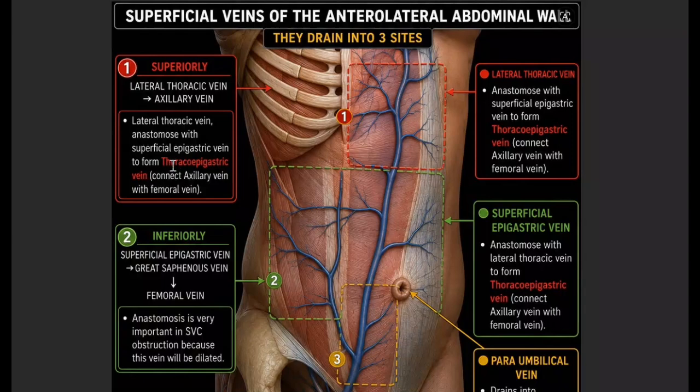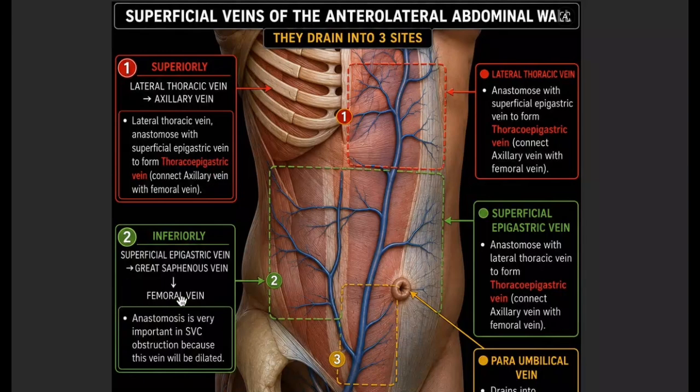And this thoracoepigastric vein is formed as a result of the anastomosis. Actually, it is an anastomosed vein that is formed by the result of anastomosis between the lateral thoracic vein and the superficial epigastric vein. But this thoracoepigastric vein is actually providing another channel for the venous drainage of the abdomen, and you can say of the body. So the thoracoepigastric vein actually connects the axillary vein with the femoral vein. So that means it is going to provide an indirect pathway.